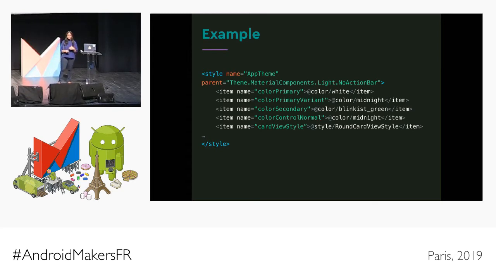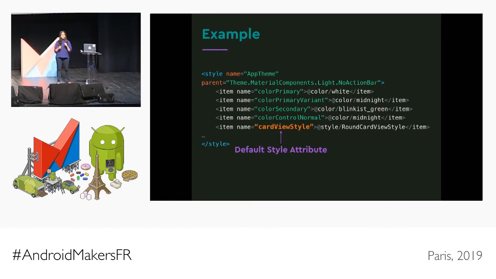And something cool that you can do is that you can reference styles in your theme. So over here, I'm setting this cardViewStyle attribute to this round card view style. So I'm saying, hey, by default, I want all of the card views in my app to use this round card view style. And this is why this cardViewStyle attribute is known as a default style attribute. And the style that it's pointing to, the round card view style, is known as the default style. And you can do this for almost any widget, like text input layout, buttons, etc.